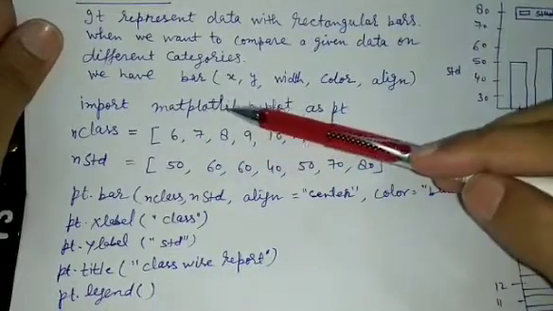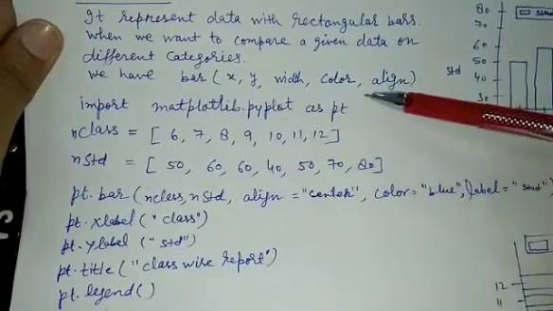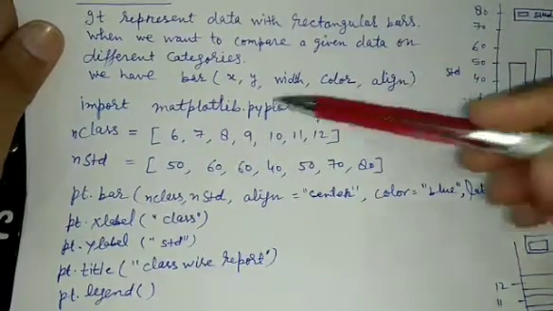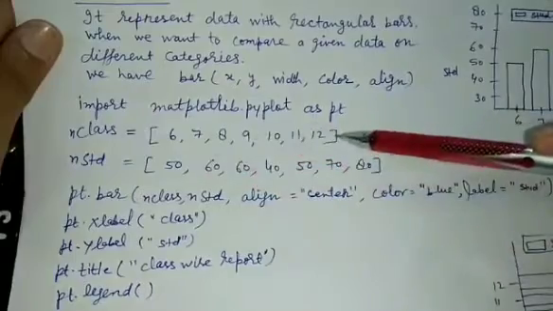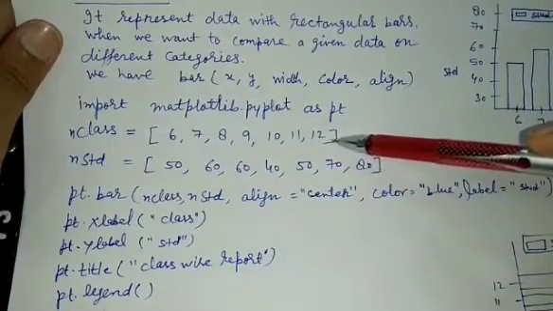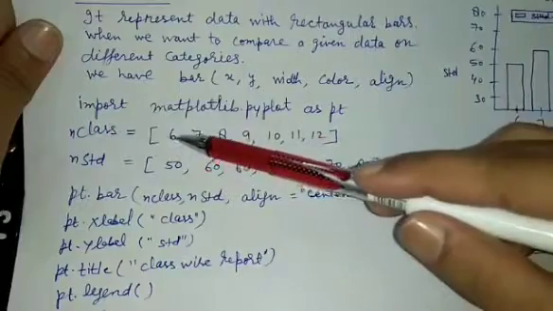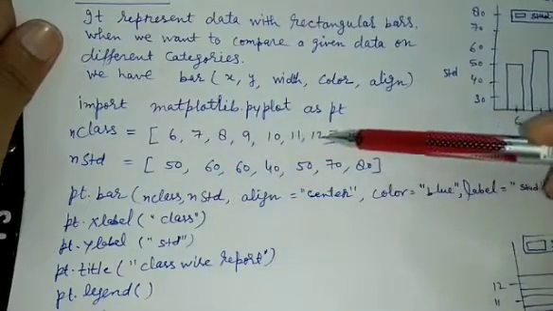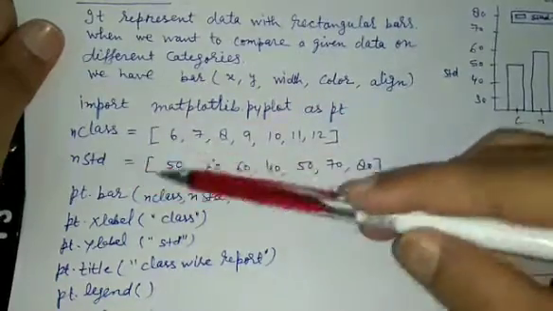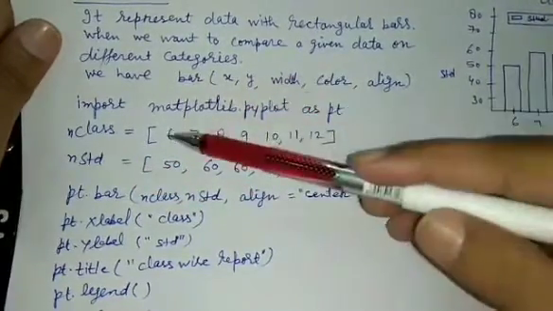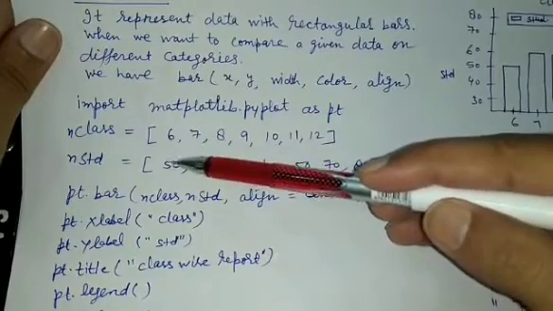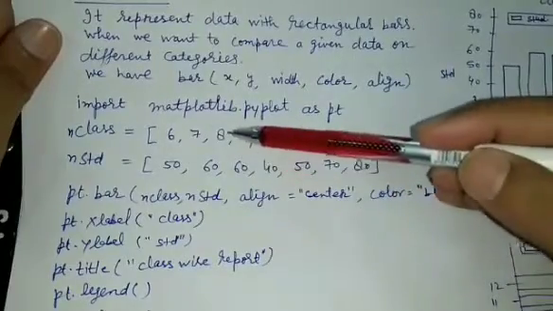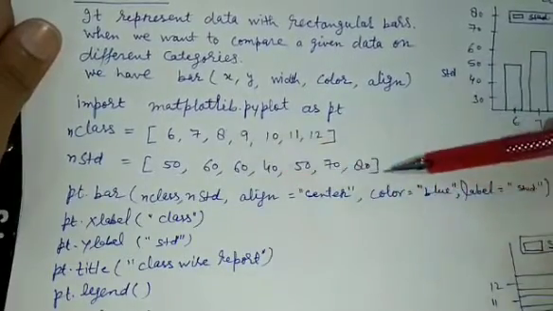Import matplotlib.pyplot as pt, as explained previously in the case of a scatter chart. X-axis coordinate, a list of x-axis coordinates. What is this? This is the class number: 6th class, 7th class, 8th class, 9th class, 10th class, 11th class, and 12th class. And n_student is a list containing the number of students in that class. For example, 50 students are there in 6th class, 60 students in 7th class, 60 students in 8th class, and so on.